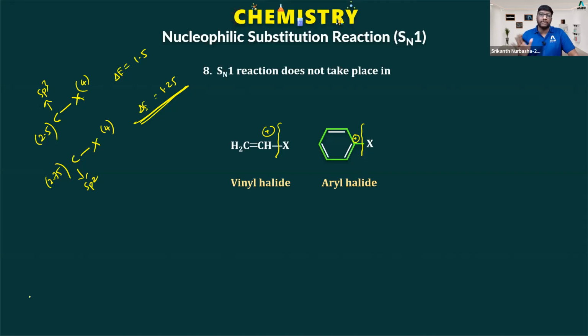SN2 is also not possible for vinyl and aryl, due to steric repulsions. And this compound is violating Bredt's rule, so Bredt's rule is violated and SN1 does not take place.